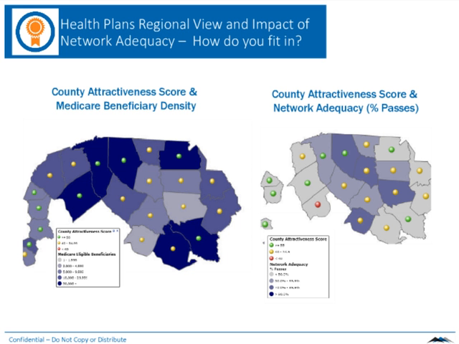And so the health plan on the left side of the page is looking at what does the attractiveness look like in this given county, and then how many beneficiaries are there?